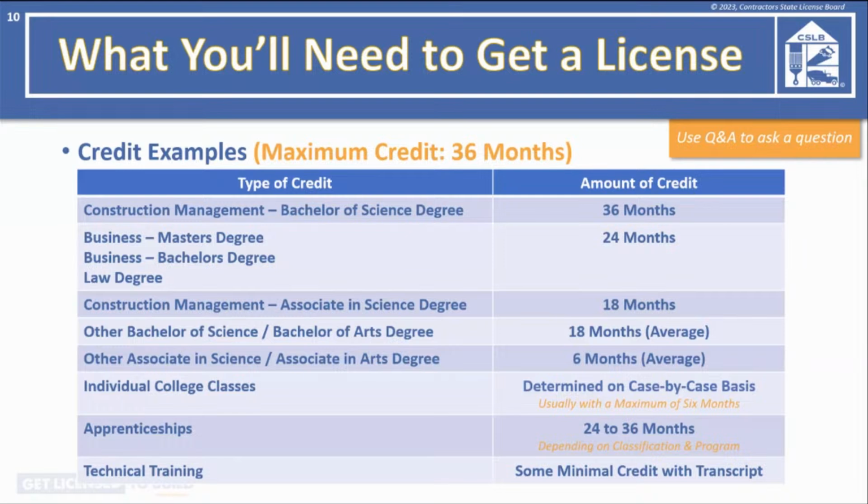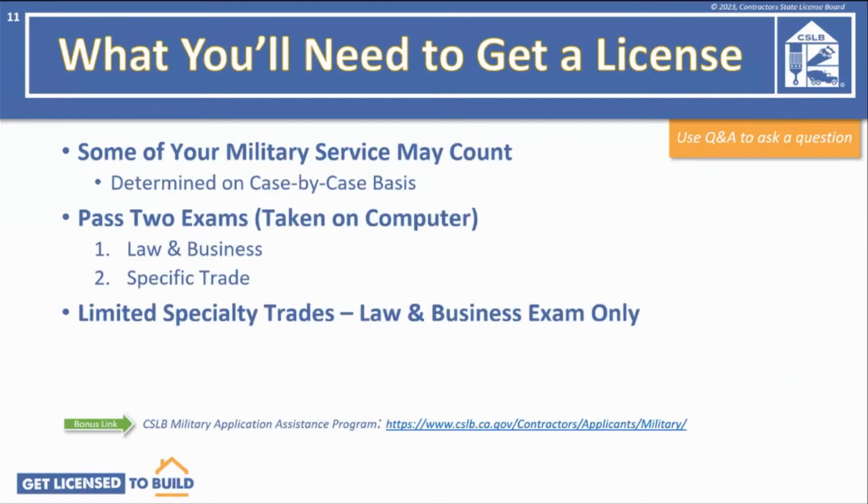If you have transcripts for other technical training you've taken, you might be able to get some minimal credit as well. Again, don't use your education credits to try and squeak by the 4-year or 48-month requirement. If you served in the military, some of that service might count as well. On the bottom of the page, you'll see a bonus link to our CSLB Military Application Assistance Program where you can learn more.